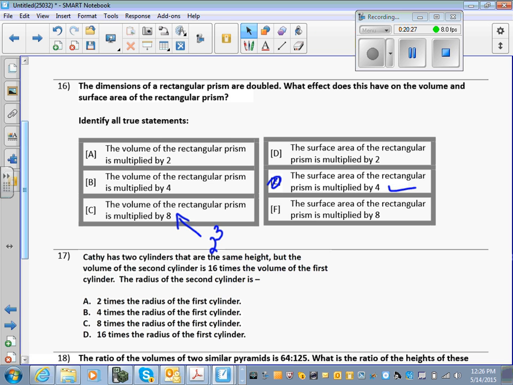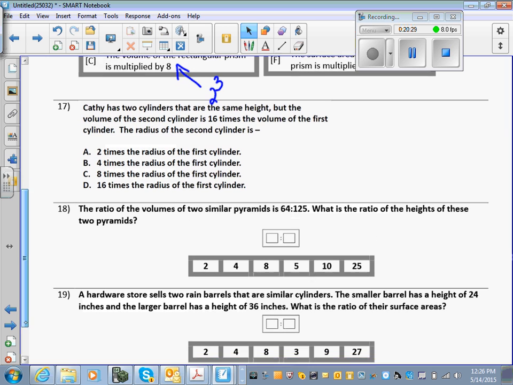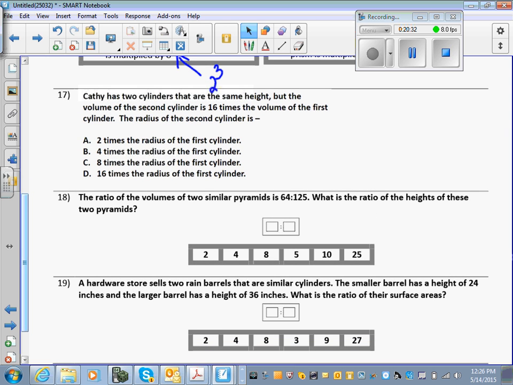All right, 17. Kathy has 2 cylinders that are the same height, but the volume of the second cylinder is 16 times the volume of the first cylinder. The radius of the second cylinder is what? So these are all similar figures.